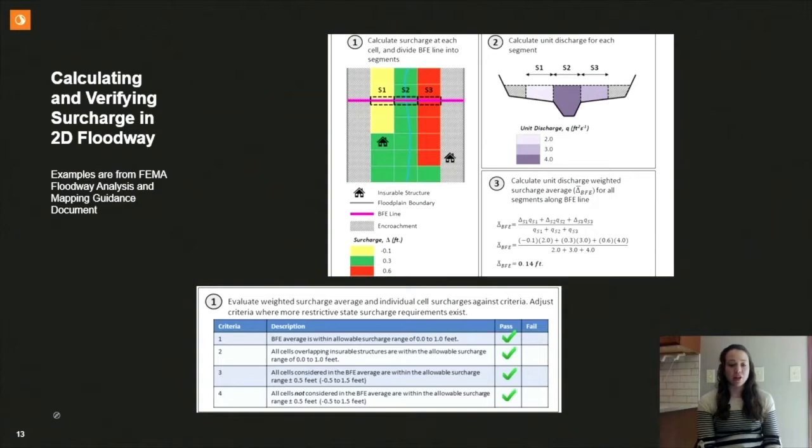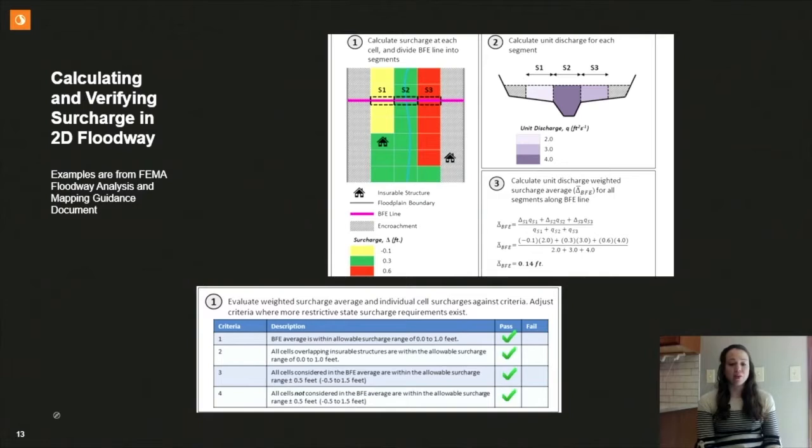The second way surcharge was calculated was with a weighted average along a BFE line. The BFE lines, also referred to as evaluation lines, were used to report the floodway. BFE lines span the entire width of the floodplain and follow one water surface elevation value. The allowable surcharge along the BFE line is 0 to 1 feet, which is the same as a cross-section in a 1D model. The FEMA floodway guidance document provides a general method for calculating the average surcharge along the BFE line using the unit discharge.